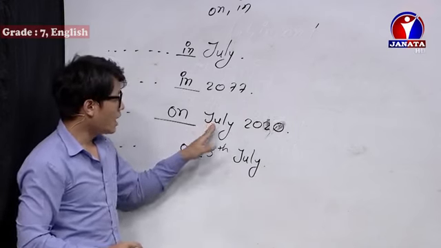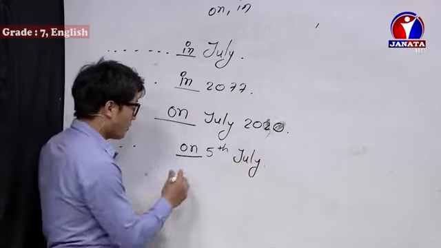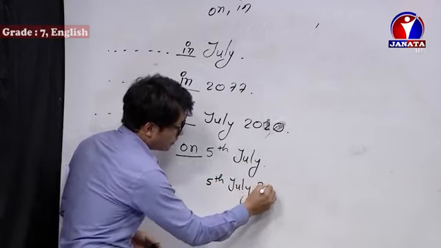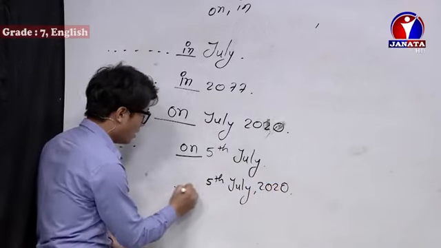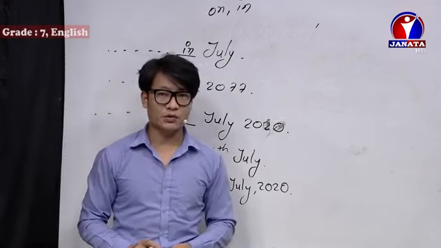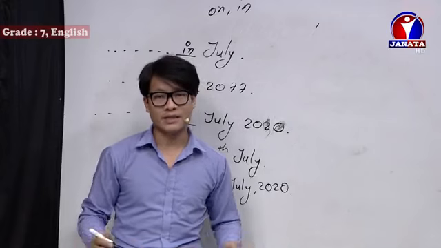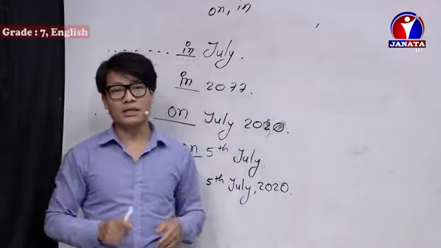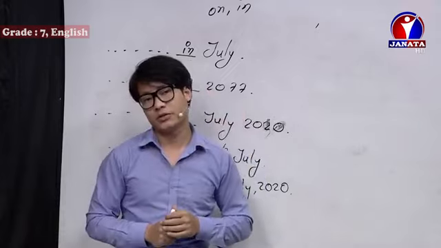On July 2020, 5th July, or you can write here 5th July, comma 2020. So it also can come. So we use here the preposition on. So I feel that you don't have any question while using on and in with the date. Only 1 year, in; only 1 month, in; but if month and year together, then the preposition on. Okay.